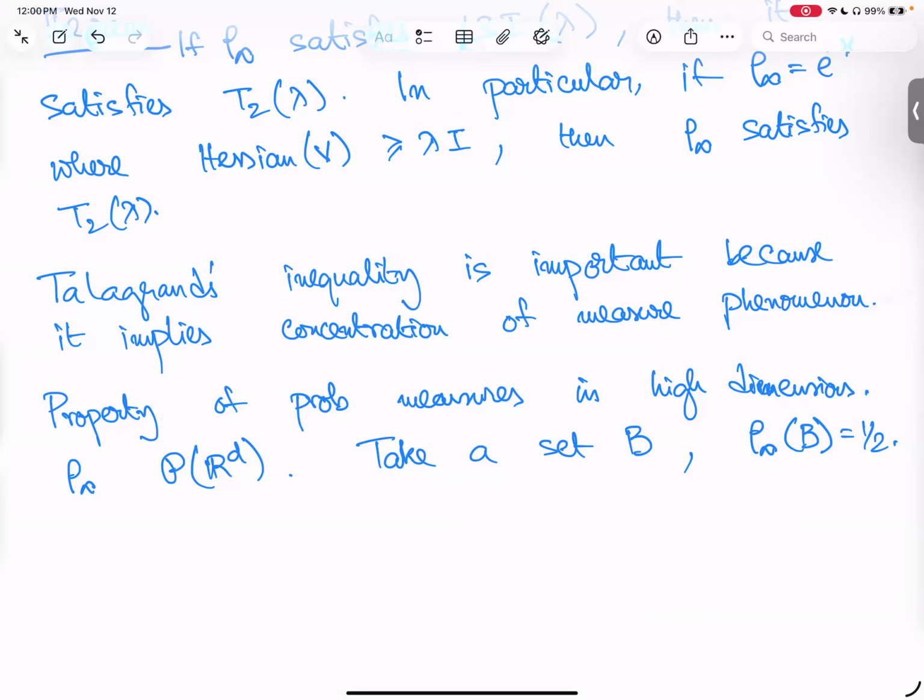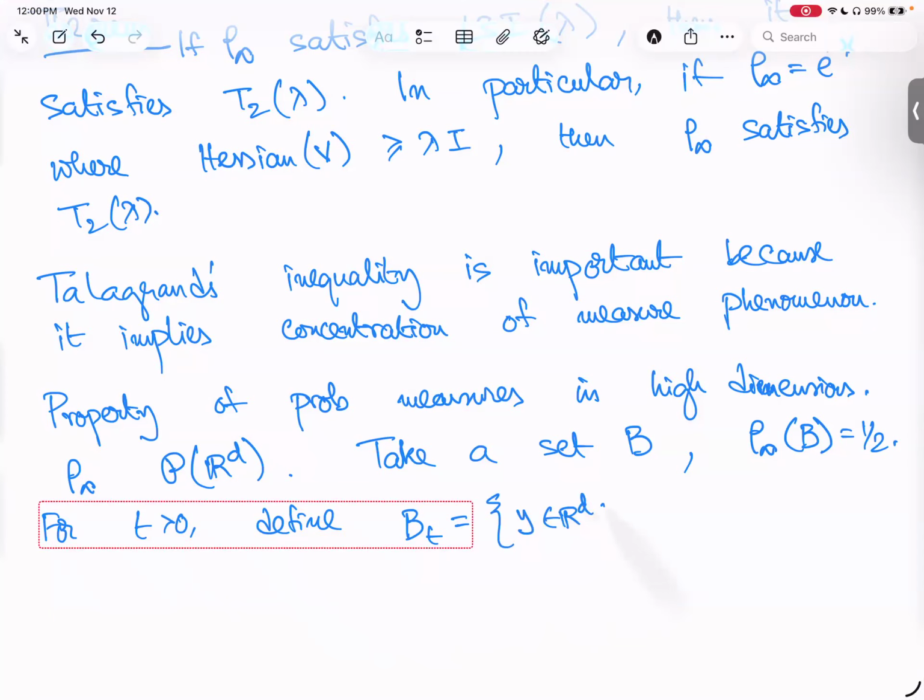Okay, so for T positive, define BT to be the T expansion of X. So this is all Y in R^D such that the distance of Y from B is less than or equal to T.